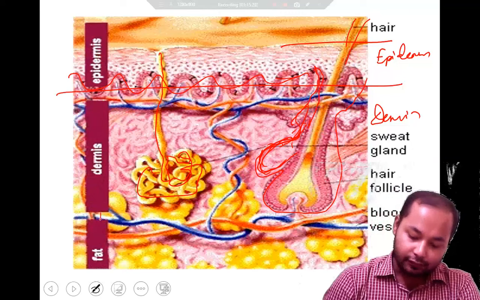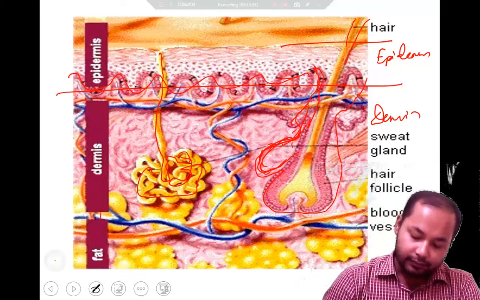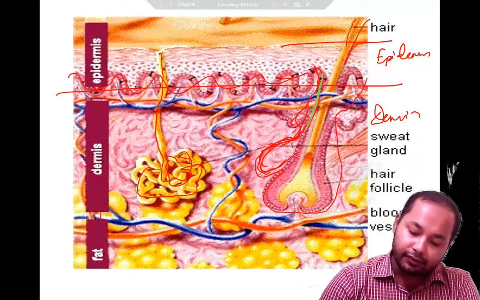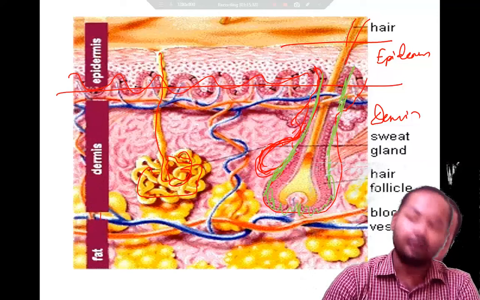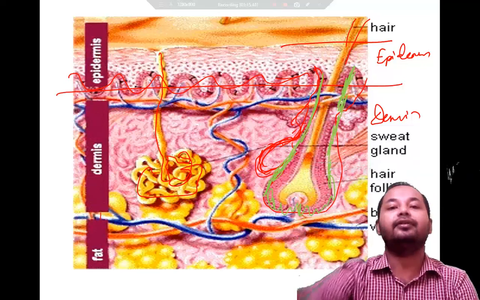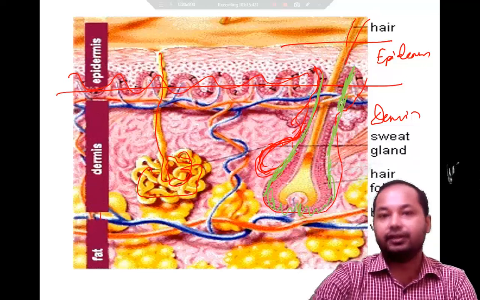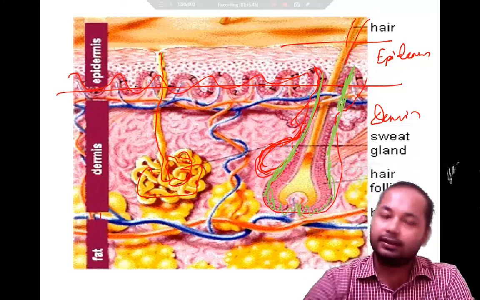I will use a fluorescent color. The lining of the epidermis continues up till the dermis. So you can't say that it is there in the dermis. It is in the epidermis only, because the layer has continued down. It has invaginated into the dermis, but it is the epidermis only.